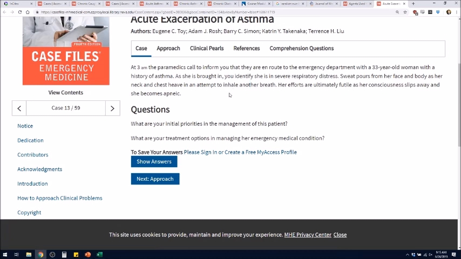Anyway, so let's see. You're working at the ER. It's 3 a.m. and of course all the fun stuff comes in at 3 a.m. Right? Paramedics call to let you know that they have a 33-year-old woman with a history of asthma coming in. She's brought in, identified she's in severe respiratory distress. She is working very hard to breathe. Sweat's pouring off of her face. She's heaving. She's tripoding. Anyone know what it means to tripod?